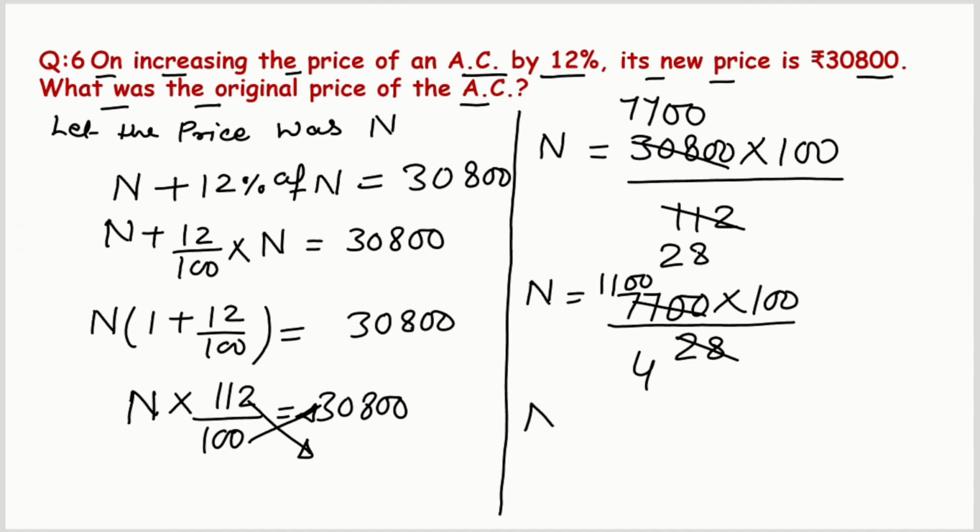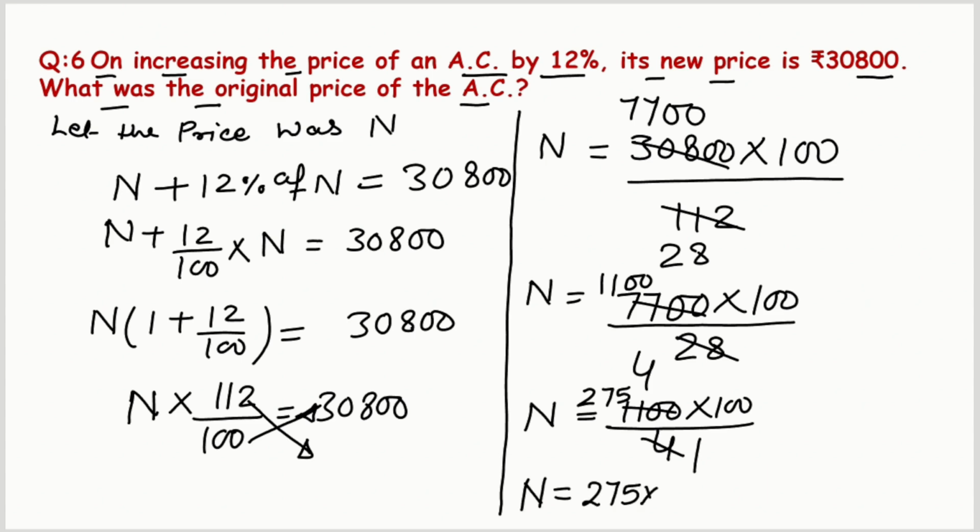Now the number is N equals 1100 times 100 over 4. Now 4 times 1 is 4. We will cancel 1100 with 4, we will get 275. So the number is 275 times 100, which is 27,500. So the original price of the AC was 27,500 rupees.